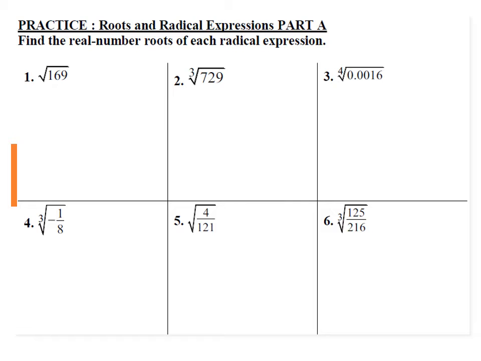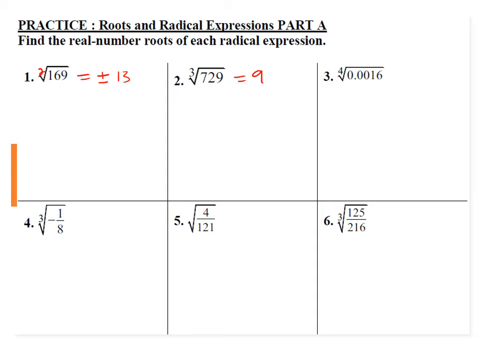All right, so this is our practice that goes along with this. I would like for you to pause and try these 6 problems. All right, thank you for pausing and trying. Let's check and see how you did. Here, no index means that it's the square root. So the square root of 169, you should have gotten plus or minus 13. Or the cube root of 729, you should have gotten 9.